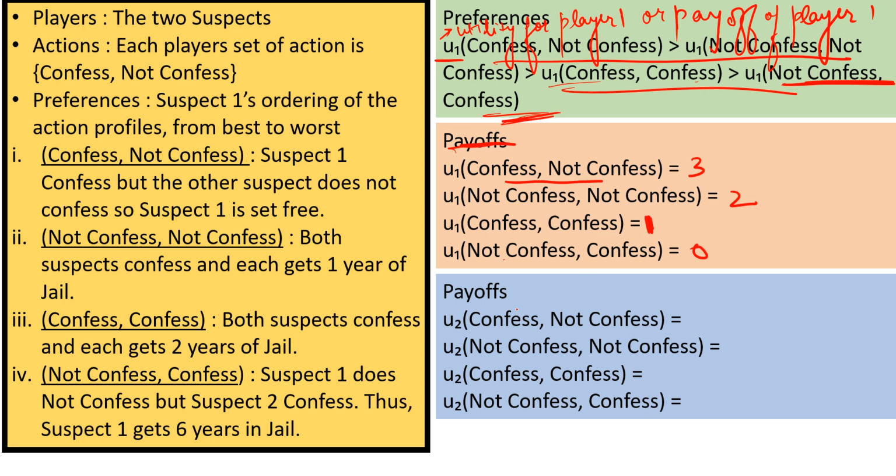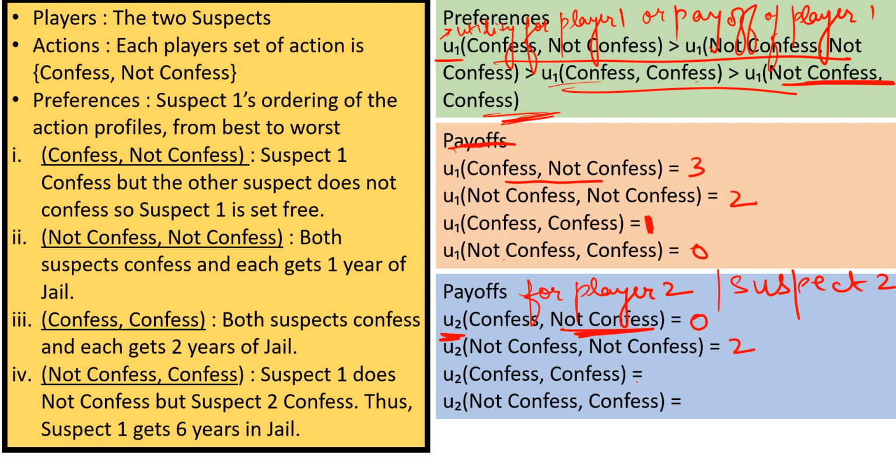So now payoffs for player 2 or suspect 2. Utility of player 2 when the first player confesses but I don't confess: utility for me, now this is player 2, so I'm representing this one. If the other person confesses but I don't confess, obviously I'll get 6 years of imprisonment, so the utility will be represented by 0. Similarly, if both of us do not confess, the utility will be 2.